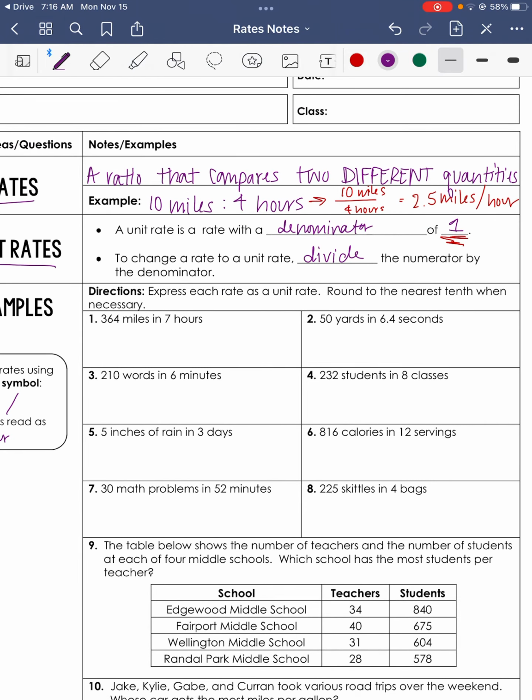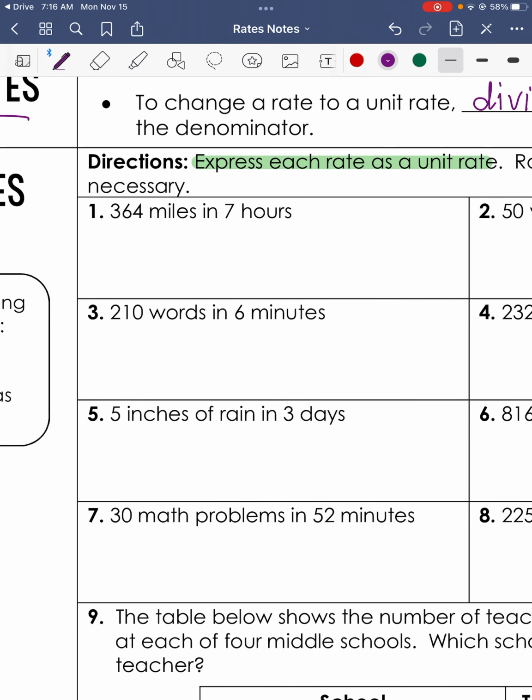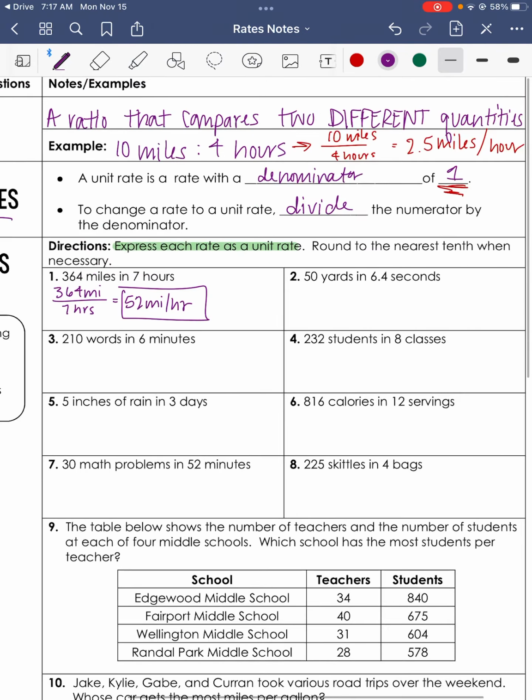The directions ask us to express each rate as a unit rate. So that means we're going to be dividing, rounding to the nearest tenth when necessary. The tenth is just the first number after the decimal. So 364 miles in 7 hours. Well, this is going to be the numerator, 364 miles in 7 hours. I'm just going to get on my calculator and divide this out, and it ends up being 52 miles per hour. That's it. That's all it is.